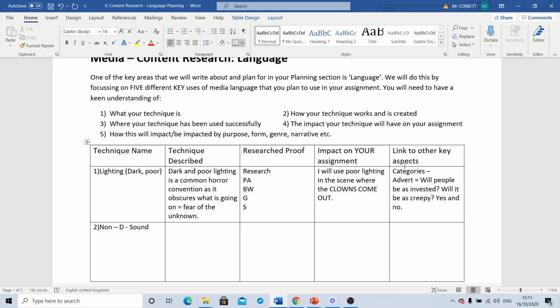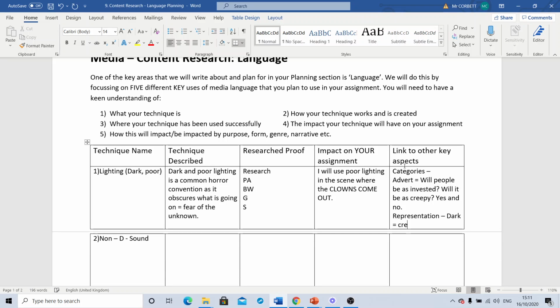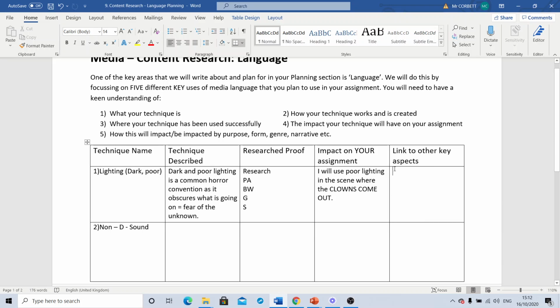They're not as attached to the characters. It's an advert that's come on for 30 seconds. They're not in that frame of mind. So it won't have that impact. So you don't want to give away too much, and you could talk about that. Then you might go on and say, okay, well, we're talking about language, but then how does that impact maybe representation? Dark equals creepy. Nice and simple. So there you're just putting in how does it link with any of the other key aspects that we have looked at. And that is how you would go through your media content kind of planning.